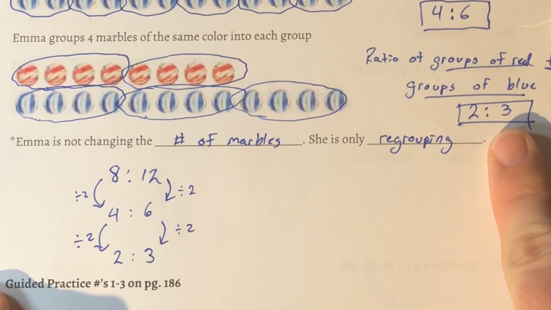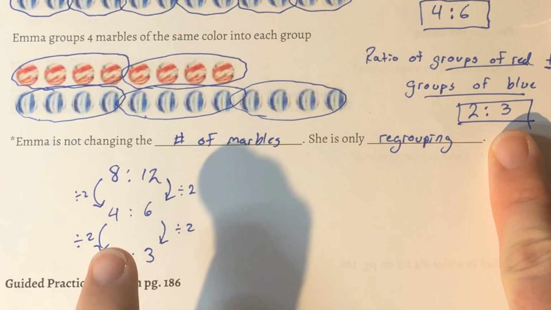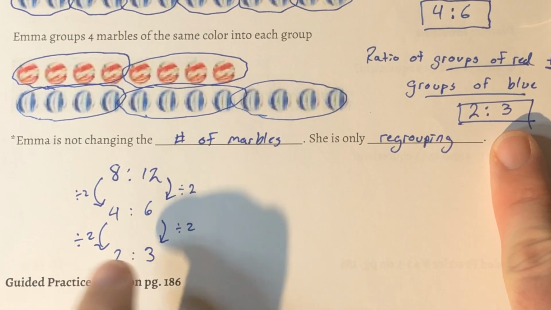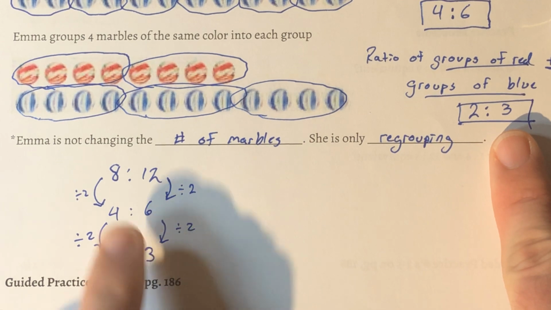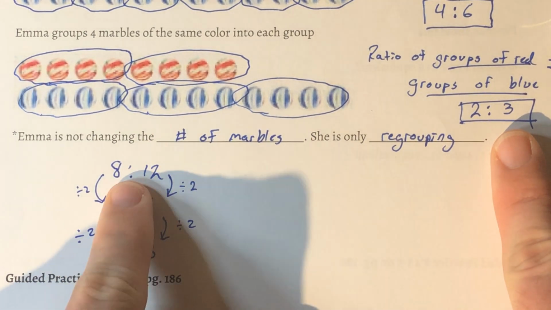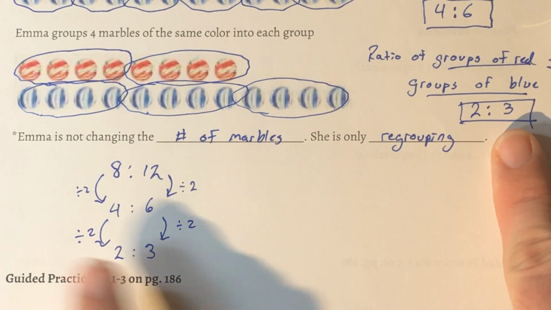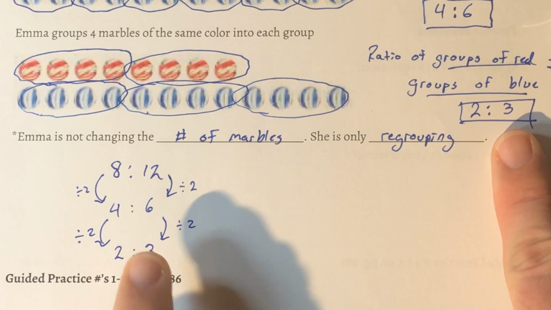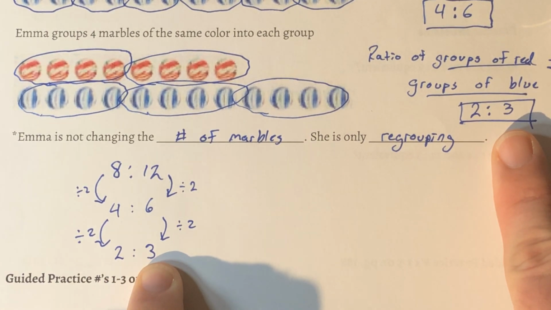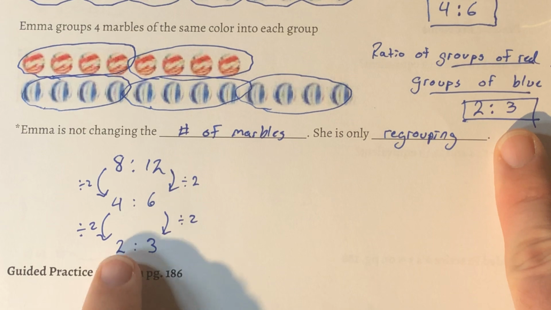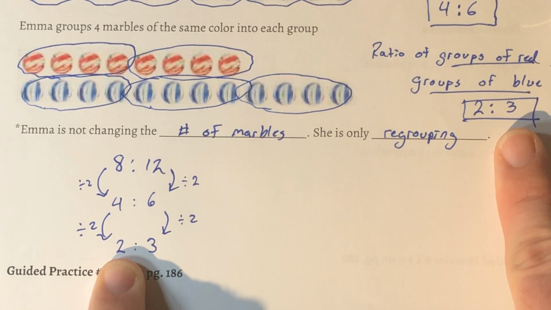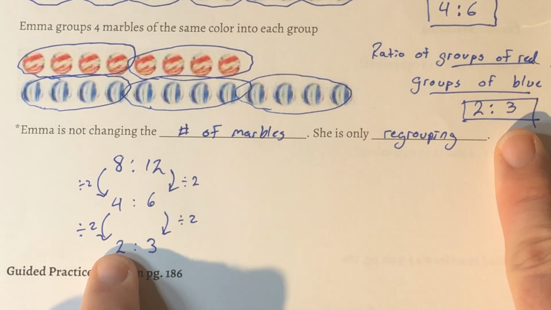And that's what Emma ultimately got, 2 to 3. Now remember, like in lesson 4.1, we stated that the terms in your ratios do not give you actual numbers or real numbers of things. For example, she does not have 2 red marbles and 3 blue marbles, because we already know she has 8 and 12. These ratios do not give you real information. It's just a comparison. For every 2, she has 3.